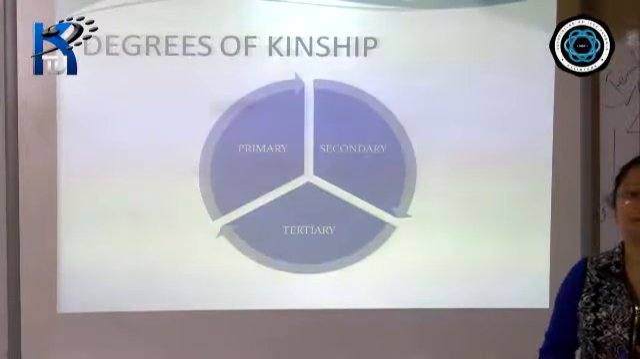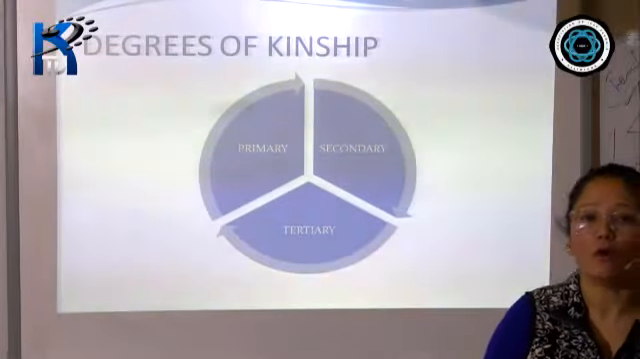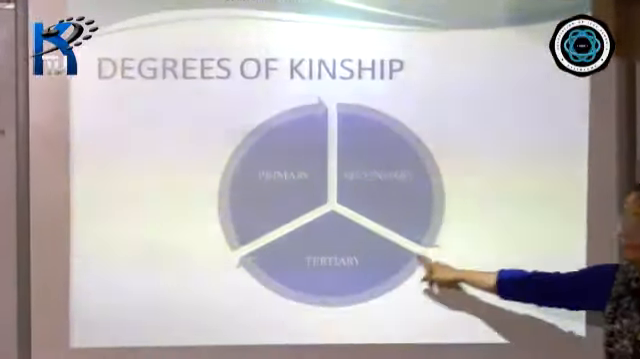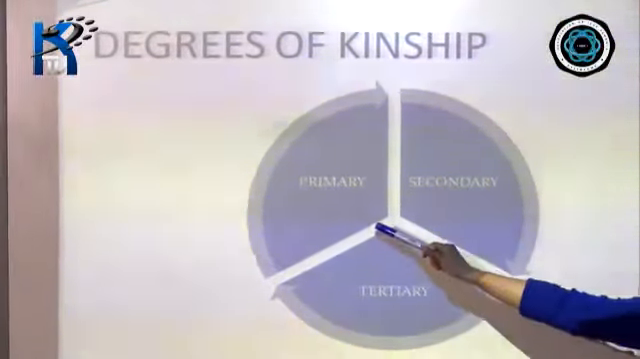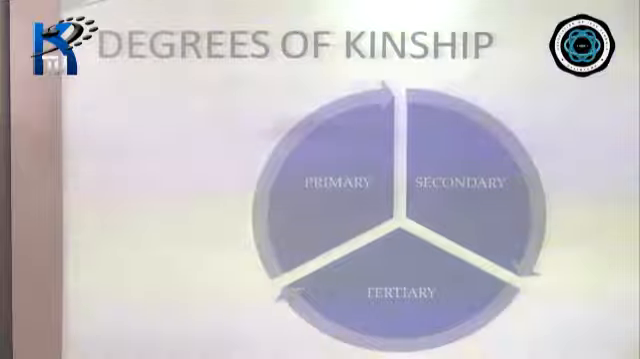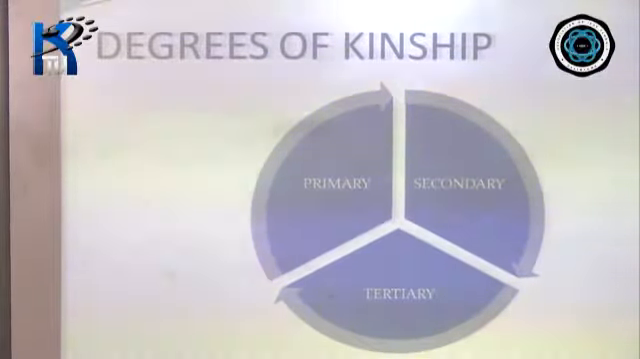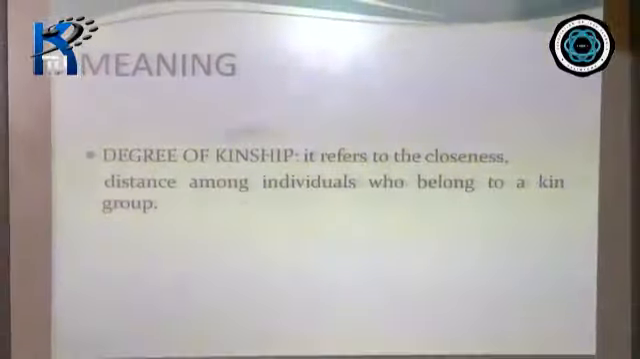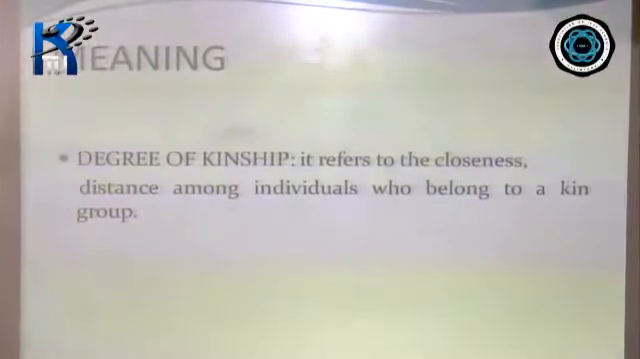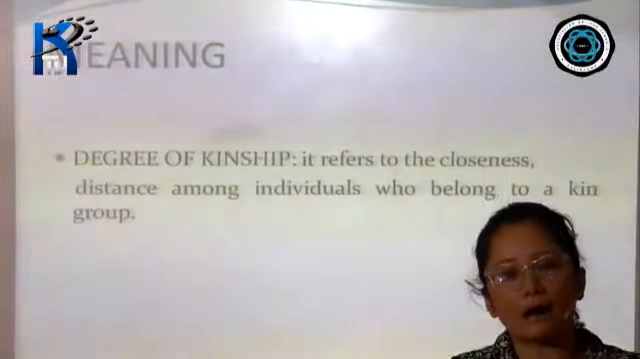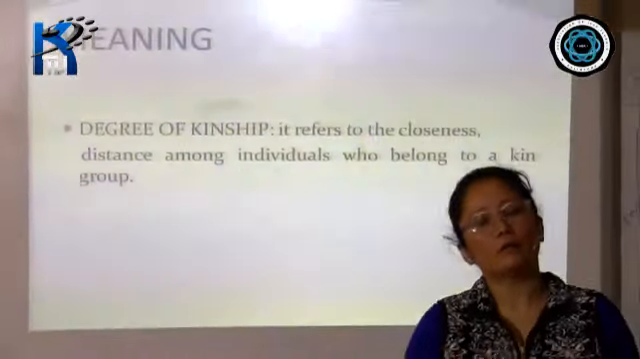Now let us come to the second topic, that is degrees of kinship. You can see here, we have 3 degrees, starting from primary, secondary, and I will come to tertiary. But first and foremost, we need to understand what is the degree of kinship. Degree of kinship refers to closeness or distance among individuals who belong to a kin group. Usually, ISC gave questions like, what are the 3 degrees?